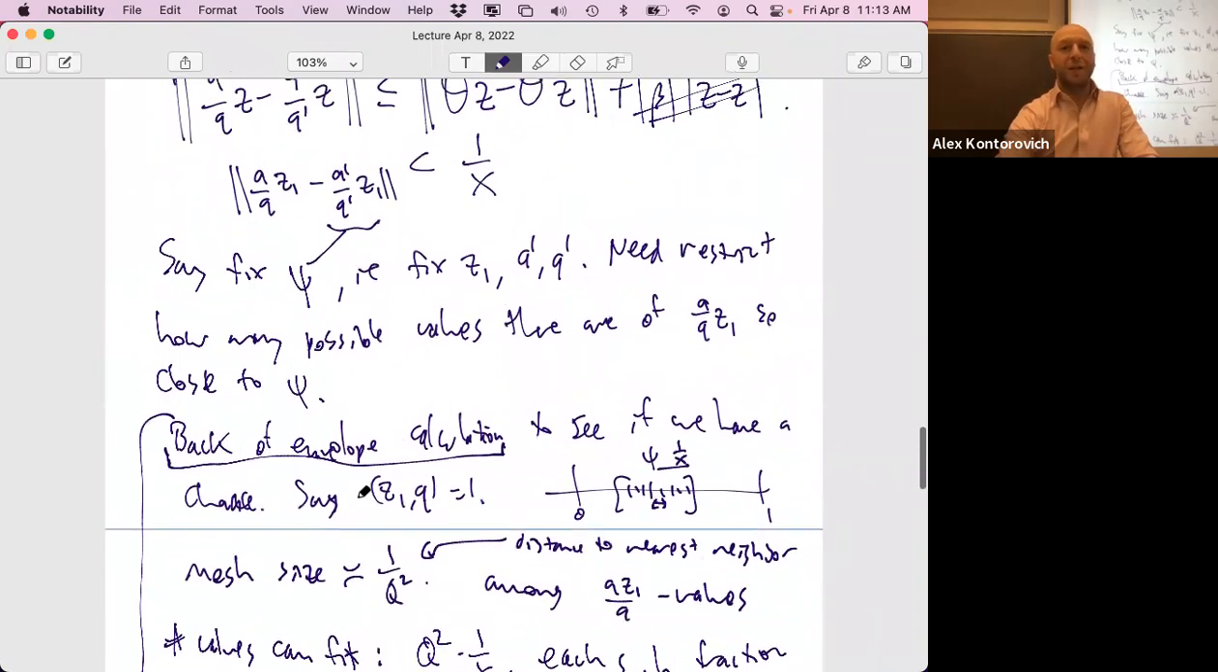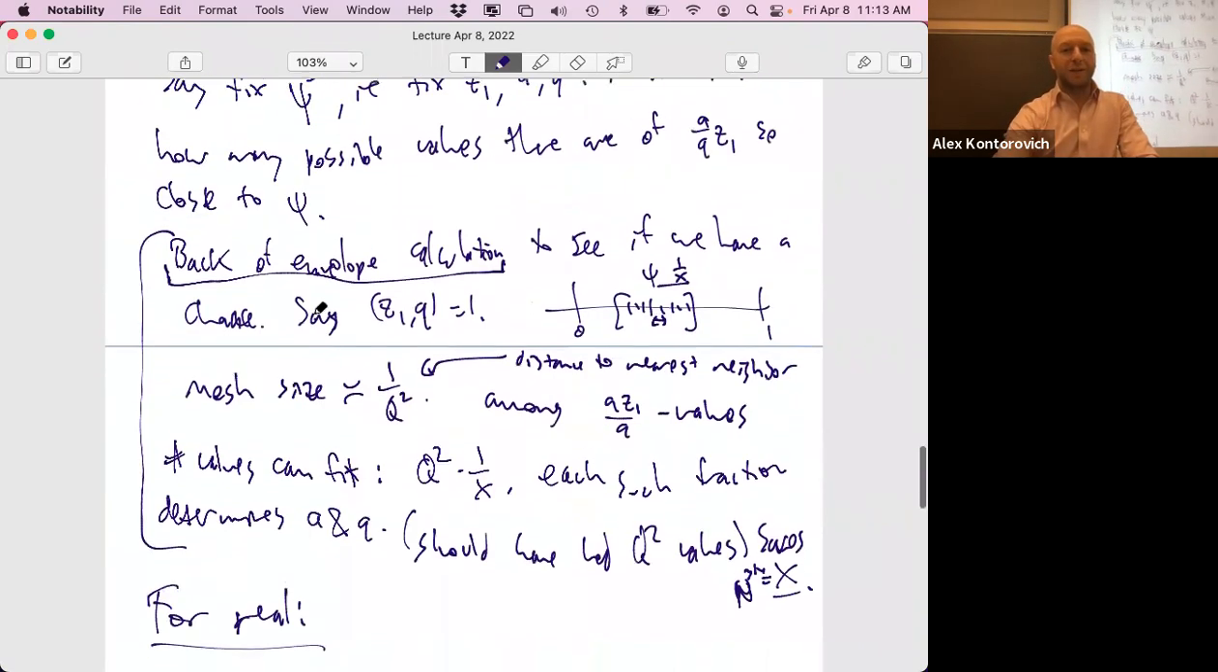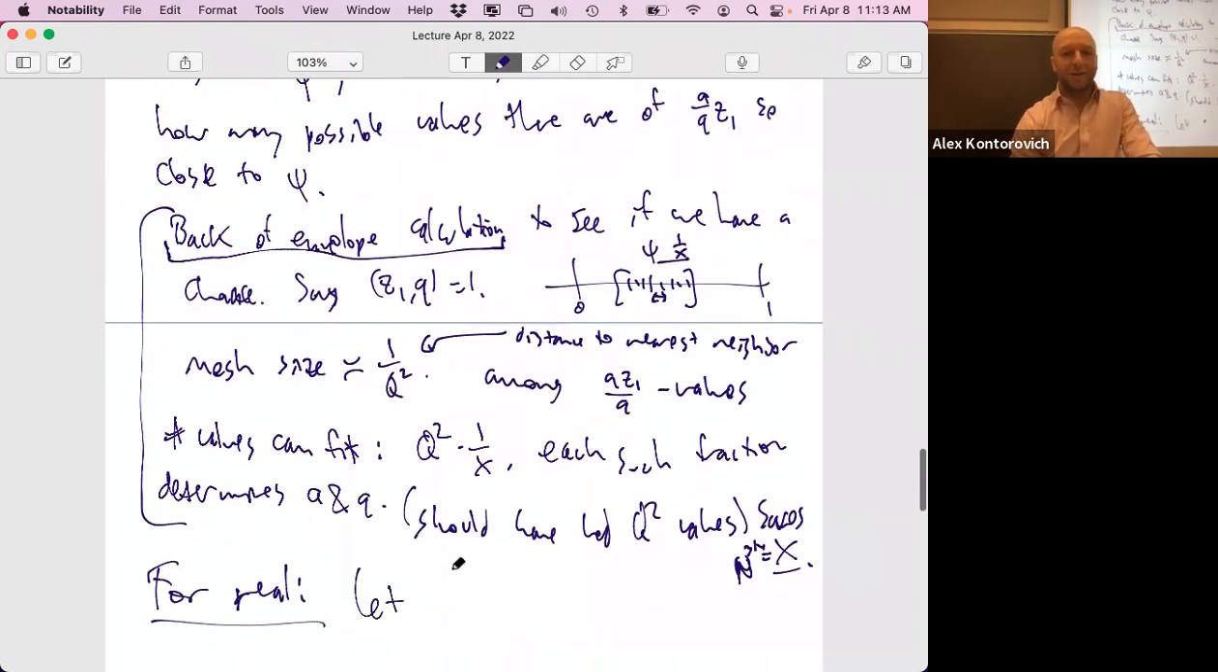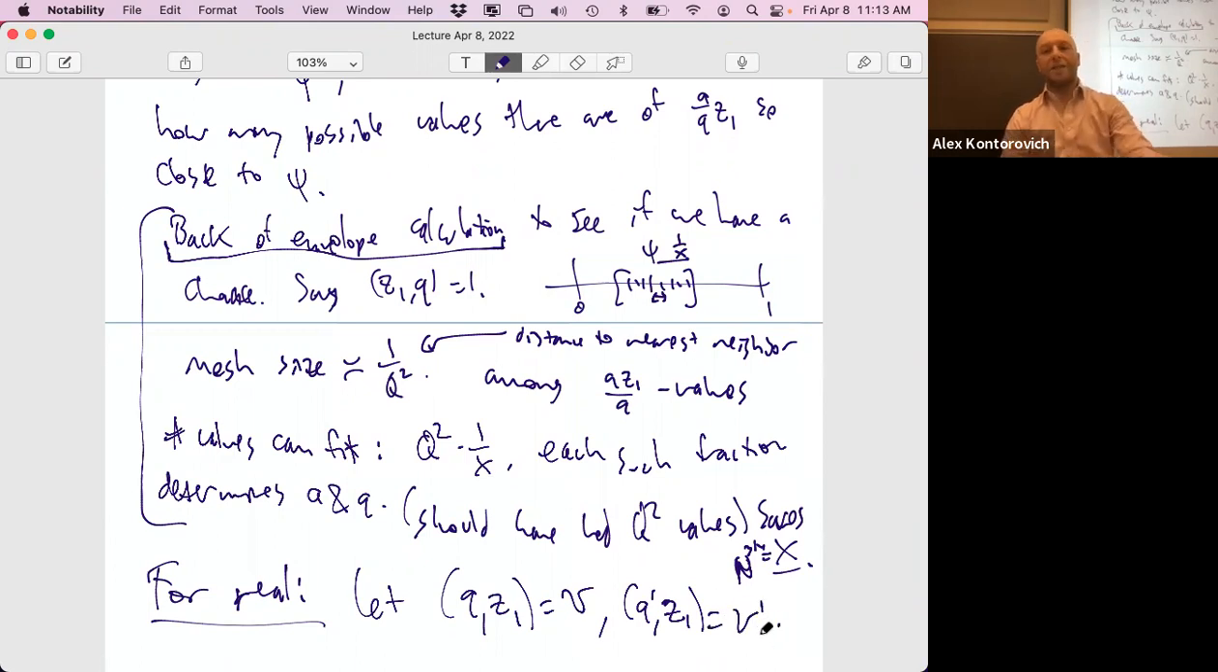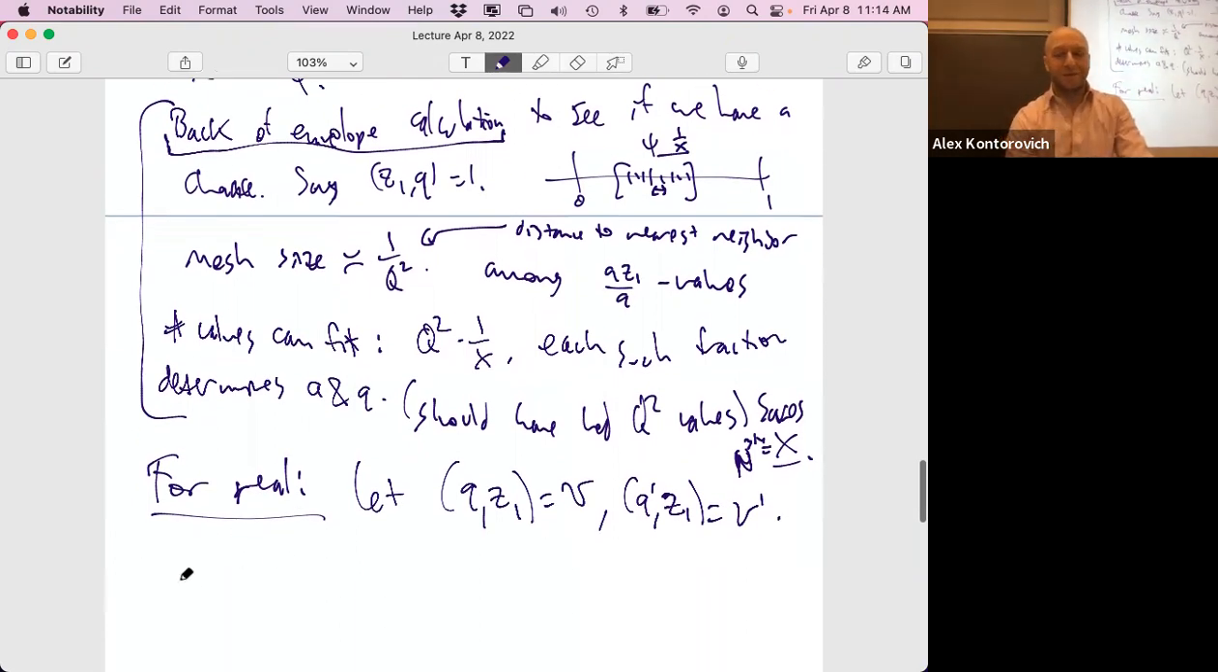So let's assume that, okay, let the GCD of Z1 and Q be, I don't know, V, and let the GCD of Q with Z1 prime, sorry, there is no Z1 prime, it's Q prime. Z1 is the same, with Q prime be V prime. And let's assume that V prime is the largest one. Yeah, let's assume V prime is the larger one.